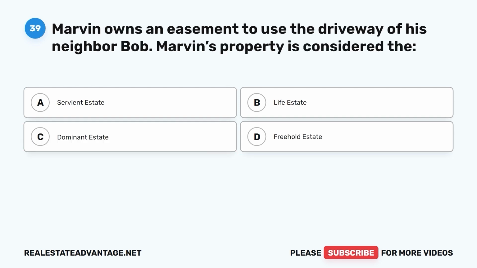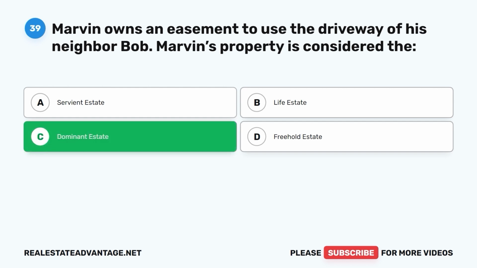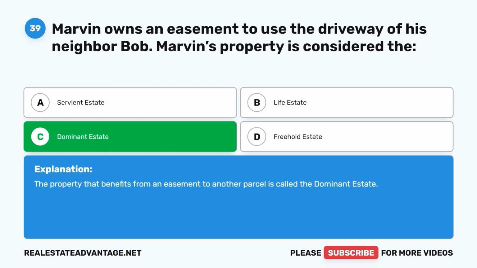Question 39. Marvin owns an easement to use the driveway of his neighbor Bob. Marvin's property is considered the: A. Servient estate, B. Life estate, C. Dominant estate, D. Freehold estate. The correct answer is C. Dominant estate. The property that benefits from an easement to another parcel is called the dominant estate.